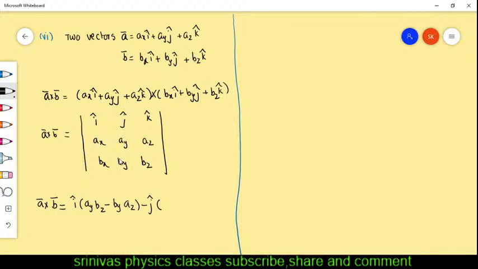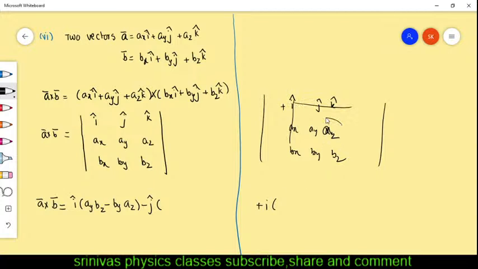This one is closed, and that means like this we have to close. This is i cap, this is j cap, this is k cap, ax, ay, az, bx, by, bz. Now what we have to do here, when you write plus i cap into something, we have to close this. When you close this, only the cross multiplication remains: ay bz minus by az. Then after this, what do we have to do?